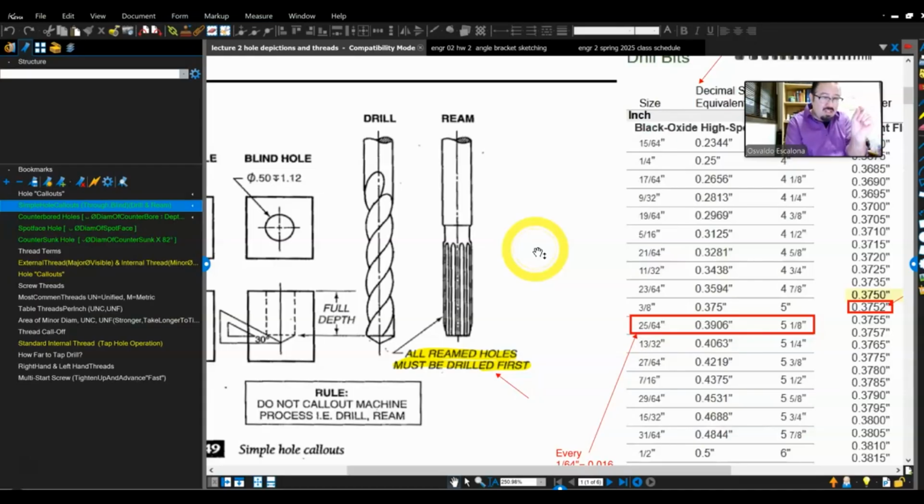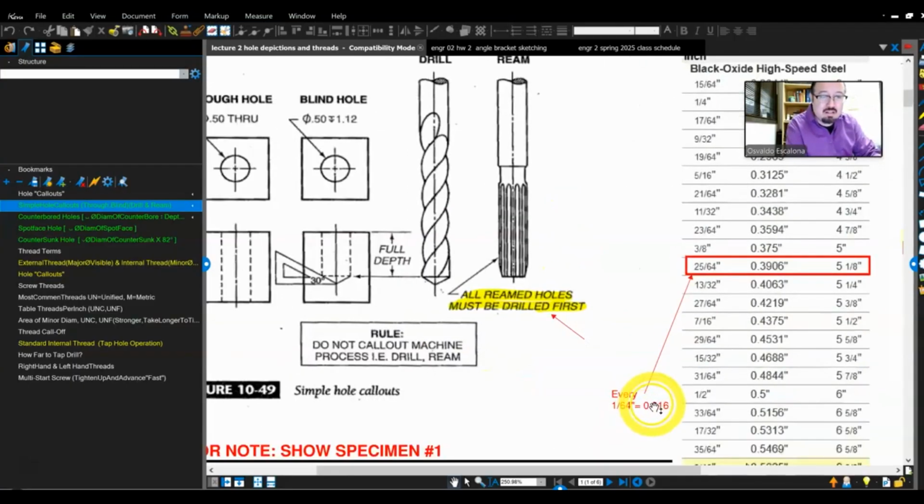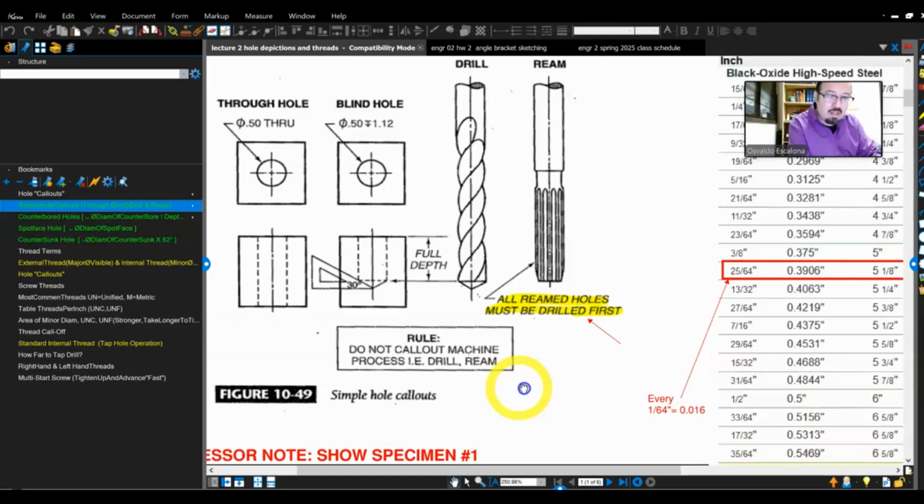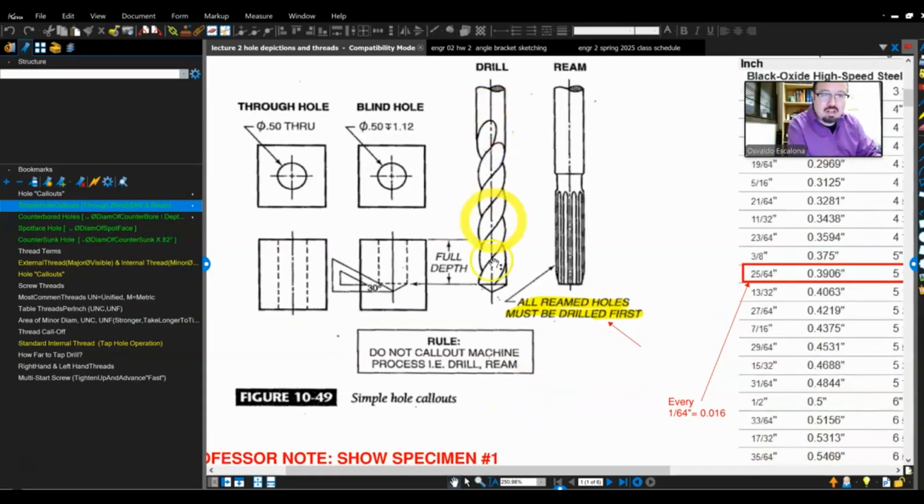So you have 1/16, then you will get 1/32, then you will get 1/64. So really small increments. If you put that in the calculator, 1/64 is 0.016 of an inch. So really, really small. Okay, so you grab your drills and you make your through hole.